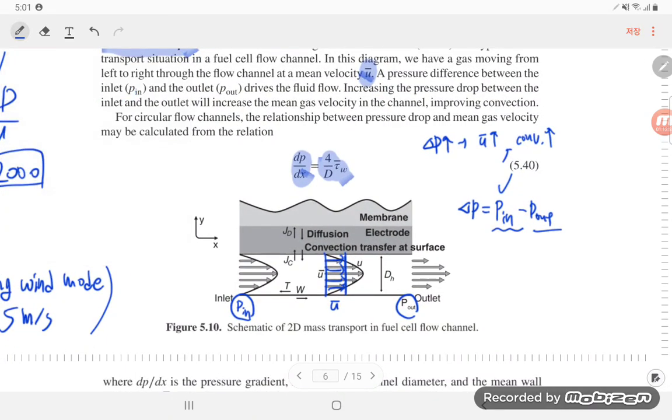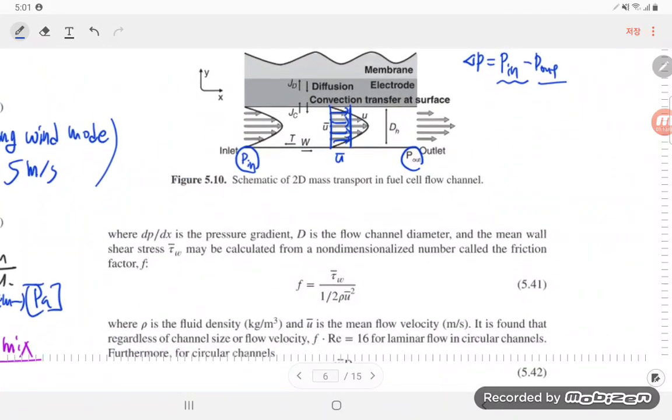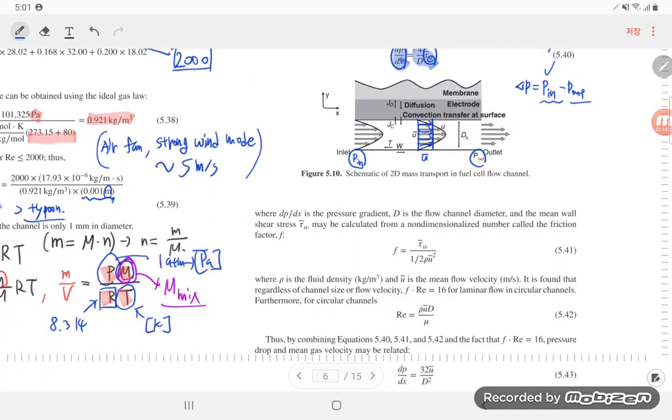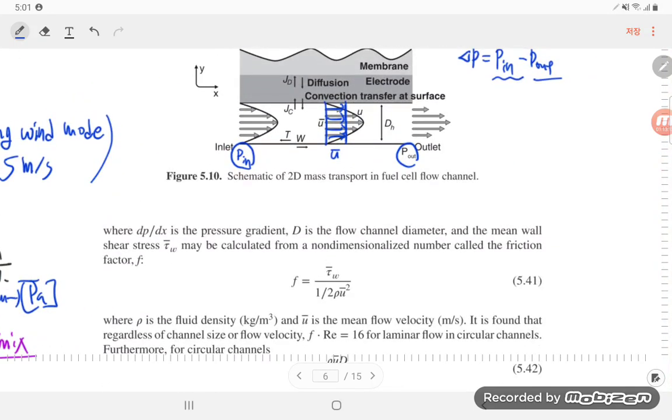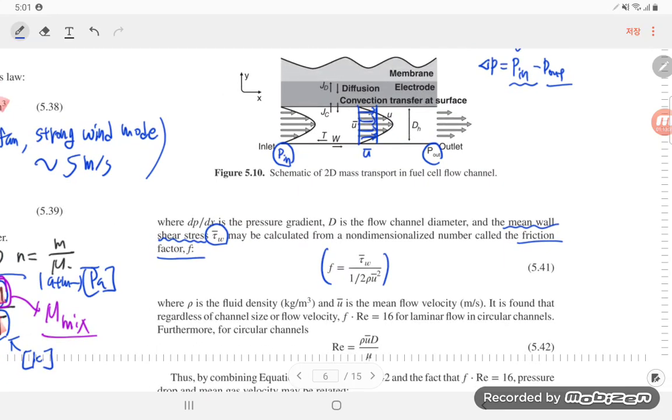So the meaning of this one is that delta P, the pressure drop, is proportional to tau, which is the shear force of the fluid. And also we already know about the friction factor. In here, okay, the mean shear stress is expressed as tau bar, and the non-dimensional number is the friction factor F. So we have the other relation between F and tau.